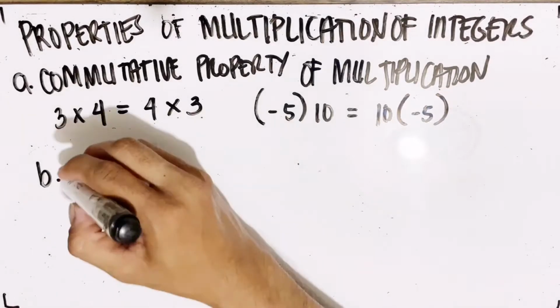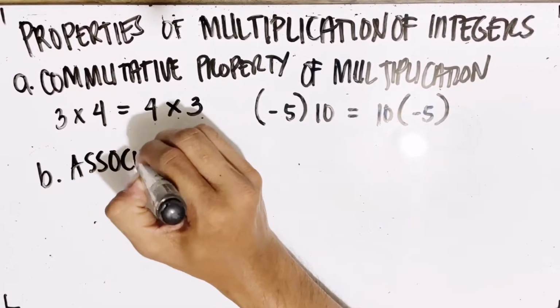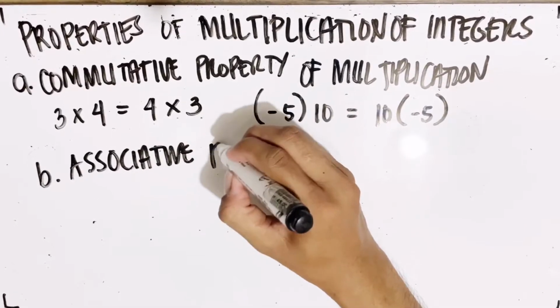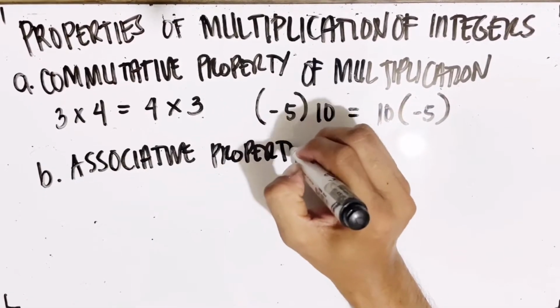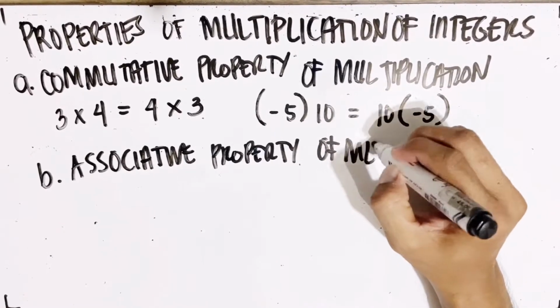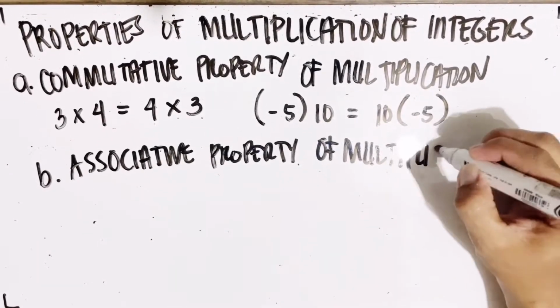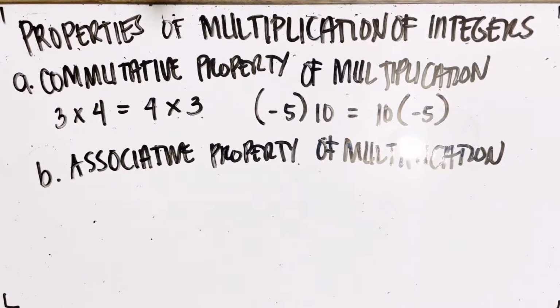The next property is the associative property of multiplication. So here, just like with the addition properties, it states that the changing of the groupings of the factors does not change the product. So even if we change the groupings of the numbers with the factors, still their product will still be the same.